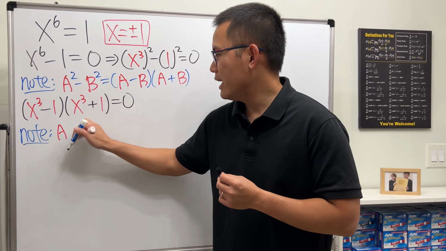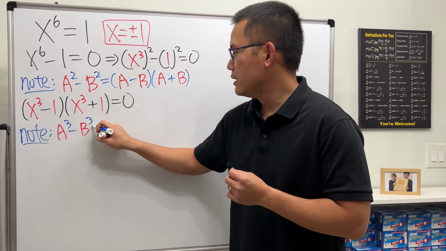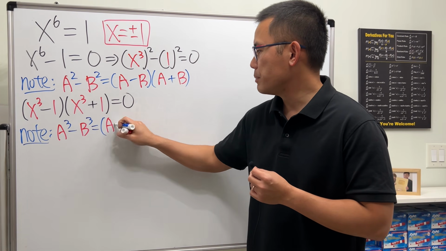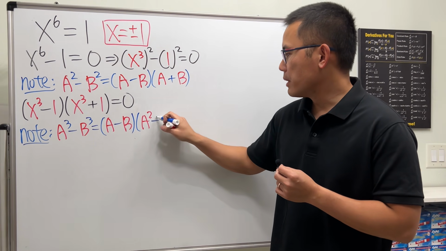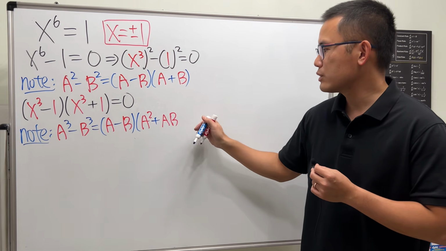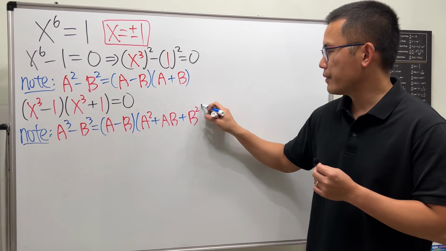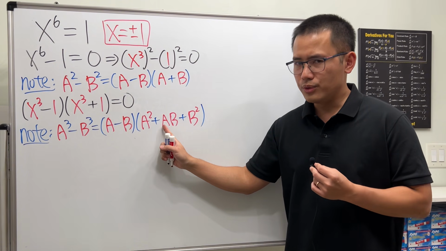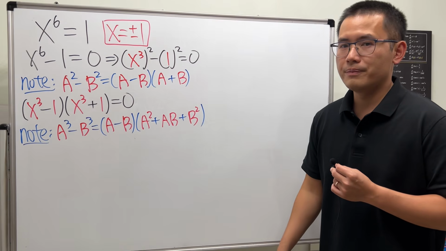If we have a cube minus b cube, this gives us a minus b times a squared plus ab, right? Minus plus, and the last one is also a plus, b squared. And notice there's no 2. It's really just this, a squared plus ab plus b squared.